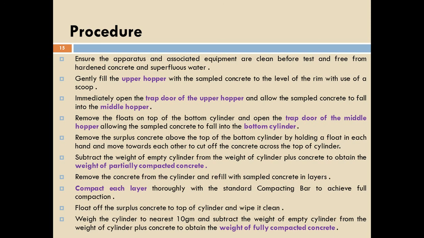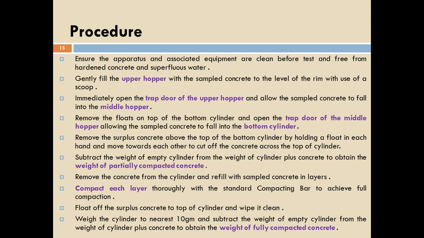Then the sample concrete will fall into the bottom cylinder. In that cylinder, first we have to neatly level it with the trowel. Then we have to take the weight of that. The difference between the weight of the cylinder plus concrete and the weight of the cylinder gives the weight of the partially compacted concrete.